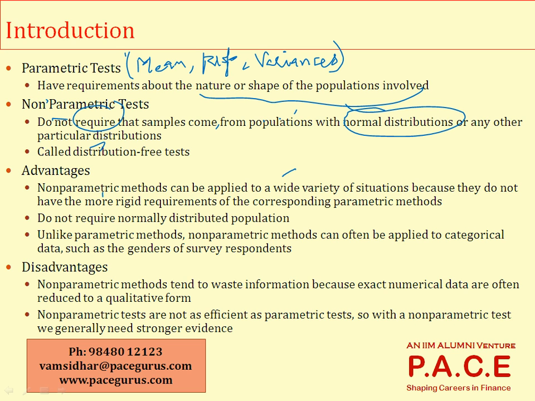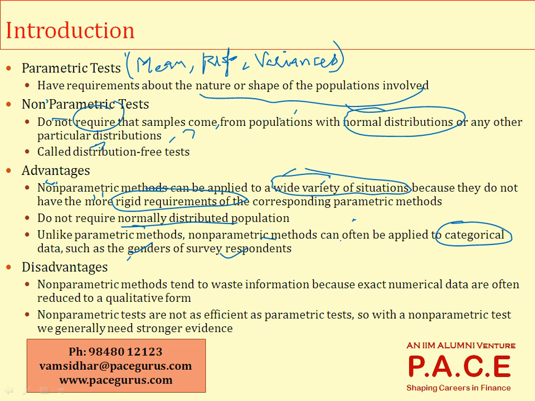So from a practical standpoint, even if my data is not normally distributed, I can still go with the non-parametric test. The advantage is a wide variety of situations, because the requirements are not as rigid as for parametric tests: you don't expect the data to be normal, or the size of the data to be more than 30. For a large number of business scenarios, you can very well apply non-parametric tests, and even for categorical data like gender or survey responses, they can be very useful.